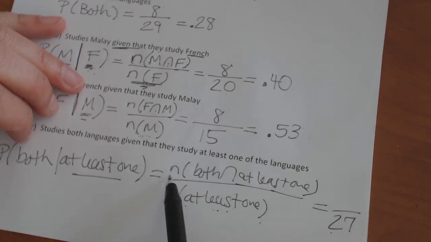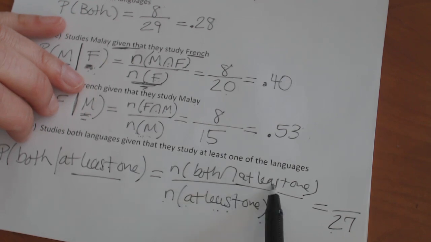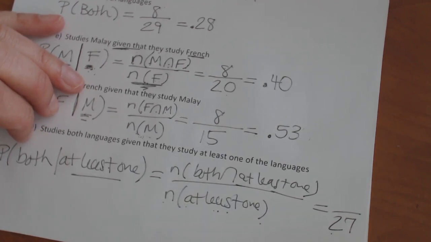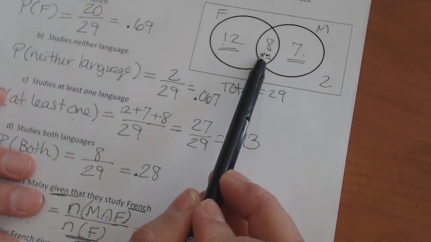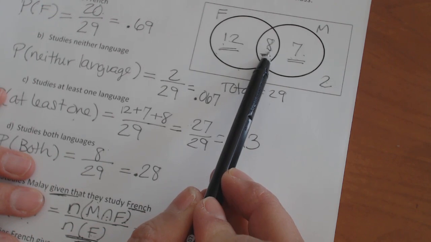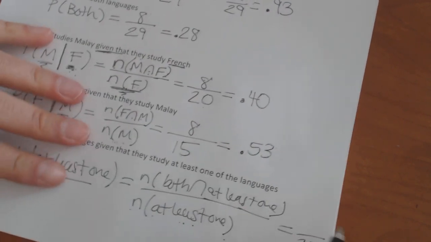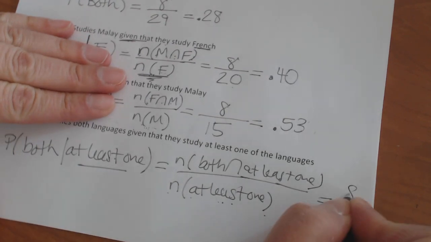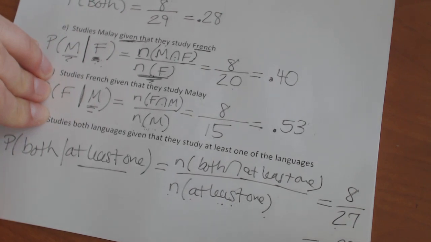Now let's look at our numerator. We have to find the number of both and at least one. Well, here's the thing. If they're in both, they're in at least one. So what we have to look at is this 8, because if they're in both, then they are in at least one as well. So it is that 8. So our answer is going to be 8 over 27. And if we divide 8 by 27, we get 0.296. You can round that to 0.30.